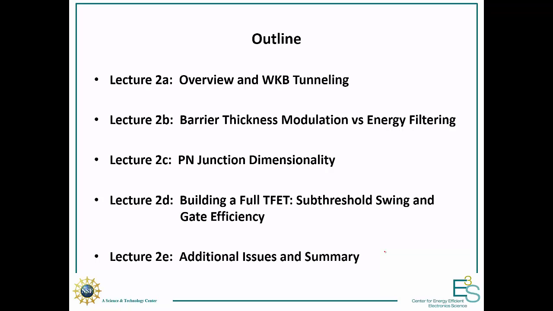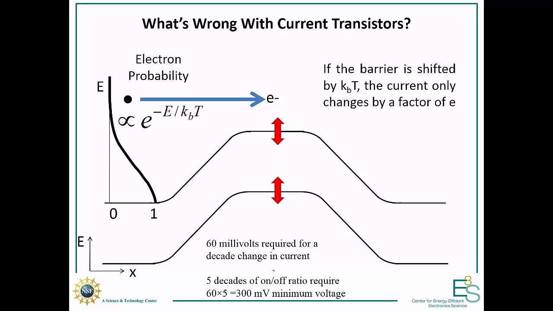And then lastly, I'm going to talk about how you take a tunneling junction and turn that into a full TFET, and what the subthreshold swing and gate efficiency would be. And then finally, I'll talk about some additional issues and give an overview.